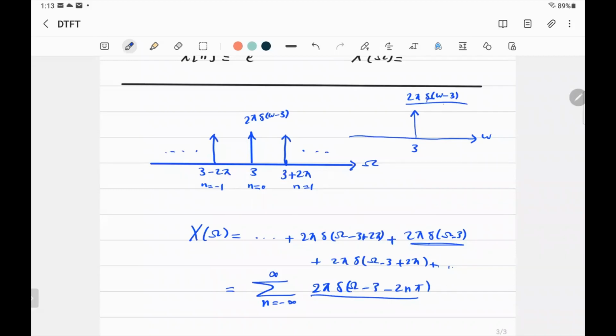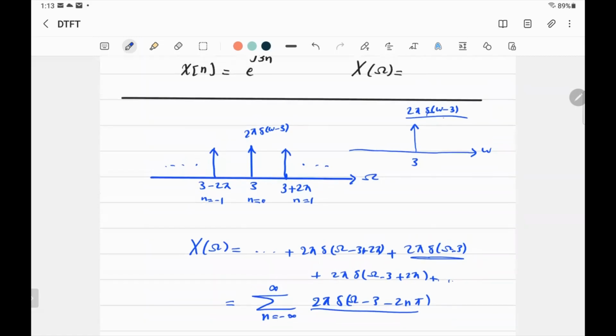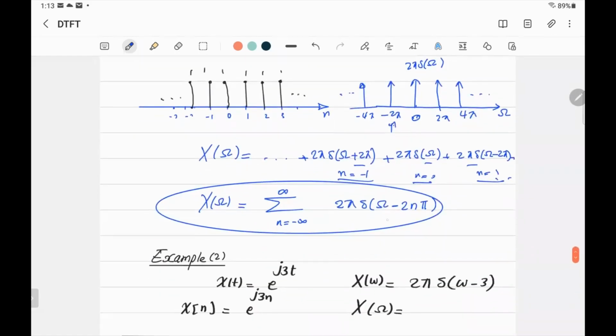When you go for n positive, like n plus 1, you'll have omega minus 3 minus 2 pi. Like the last example, when we did here, we say minus 2n pi. Why? Because when you put n equal -1, what you'll get? We get omega plus 2 pi, which is the signal. How do we write the signal? Plus 2 pi, because any shift to the left, you make it plus, right? So you flip the sign.